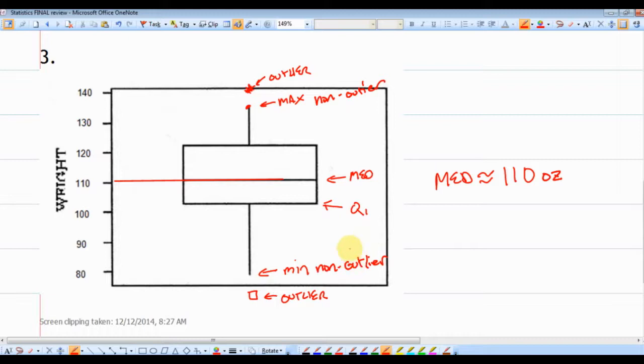The one above the median is Q3. Where did that go? I thought I wrote it. I never wrote it? Oops.